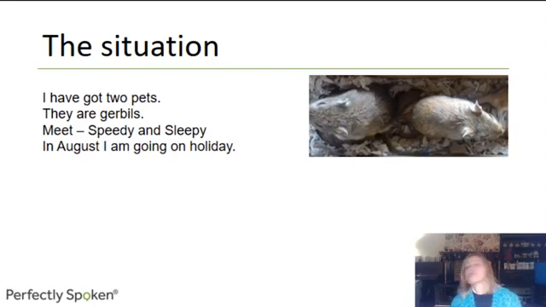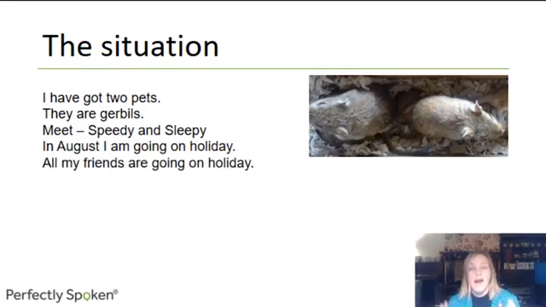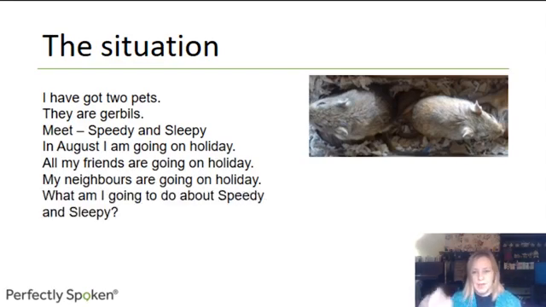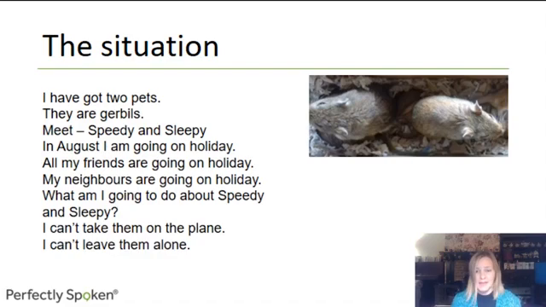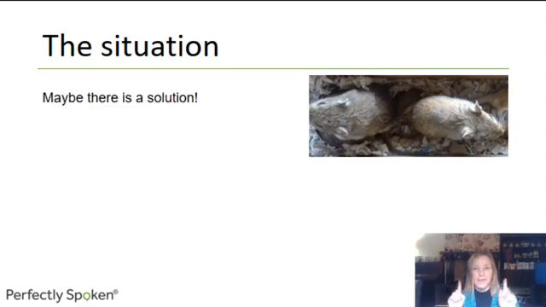Now, in August, I am going on holiday. All my friends are going on holiday. My neighbours are going on holiday. So that's my problem. What am I going to do about Speedy and Sleepy? I don't know. I can't take them on the plane, and I can't leave them alone for 2 weeks. It's too long. So what can I do? I need a solution.